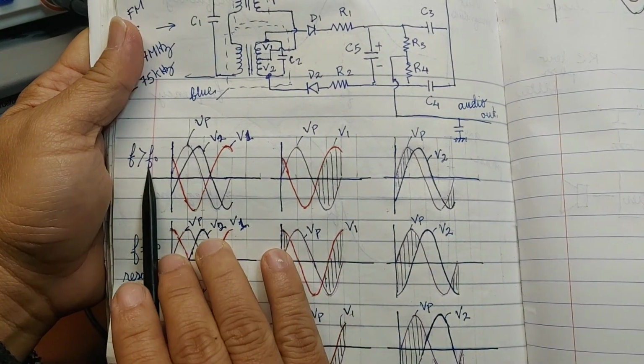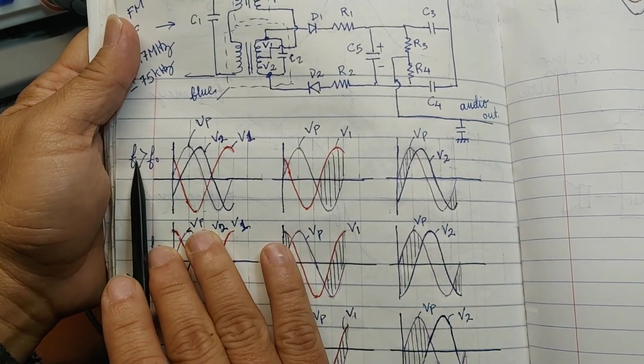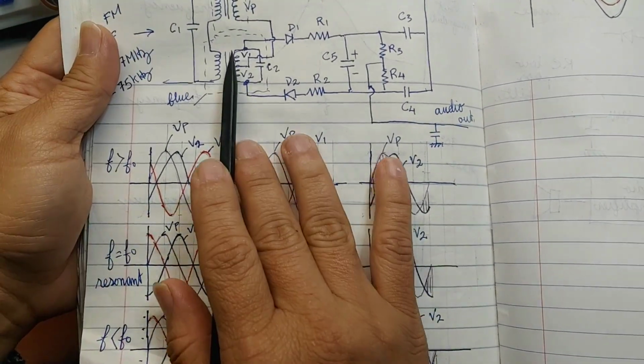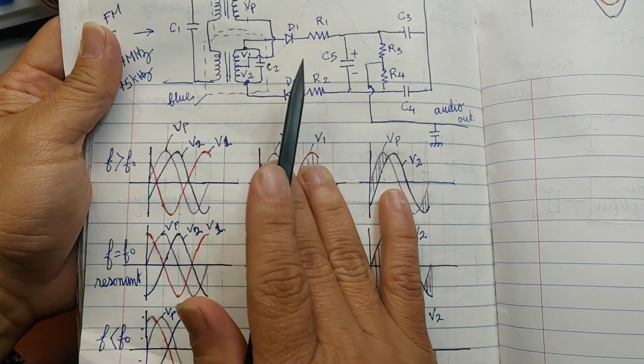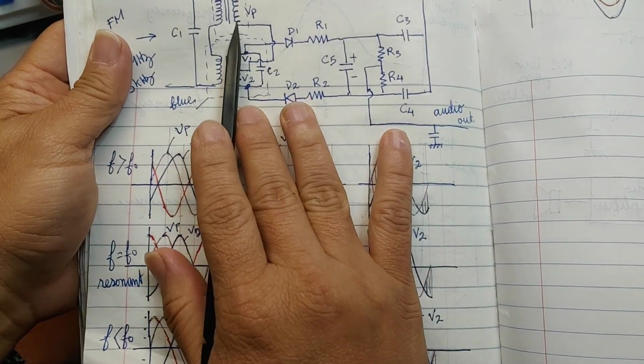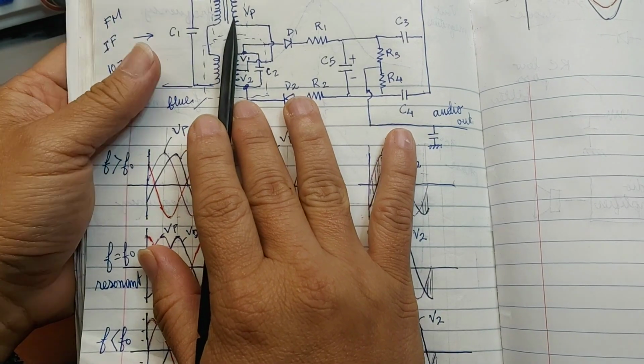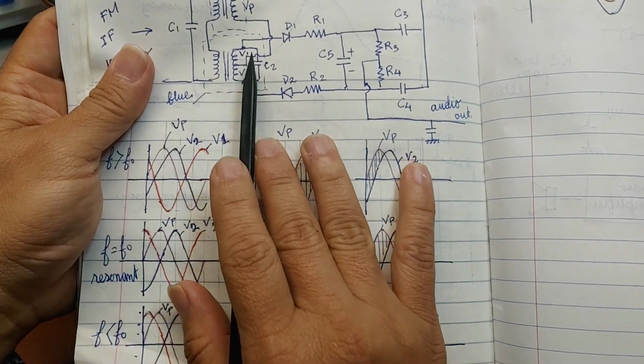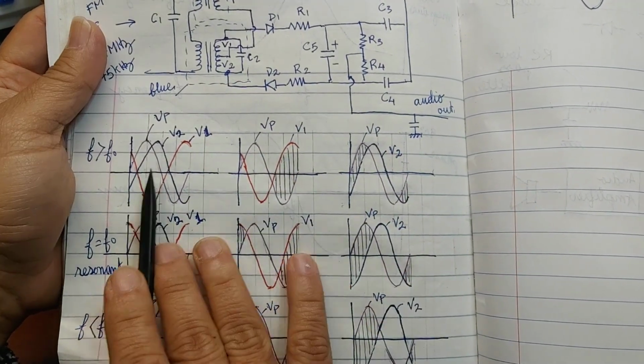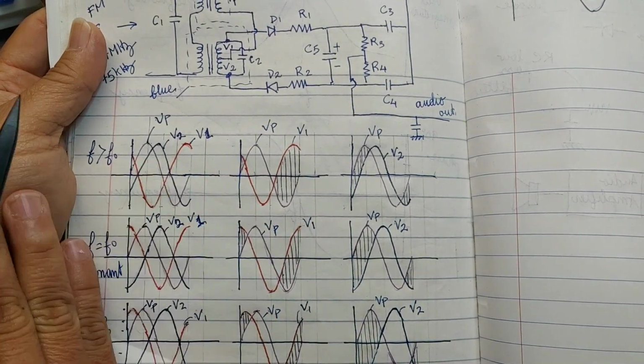And when the frequency is higher than the resonant frequency, you see the voltage at V1 and V2 shift, but the VP is constant. It's not changing the phase. But this one is changing the phase. So you see here, the voltage V1 and V2 is shifted to the left.